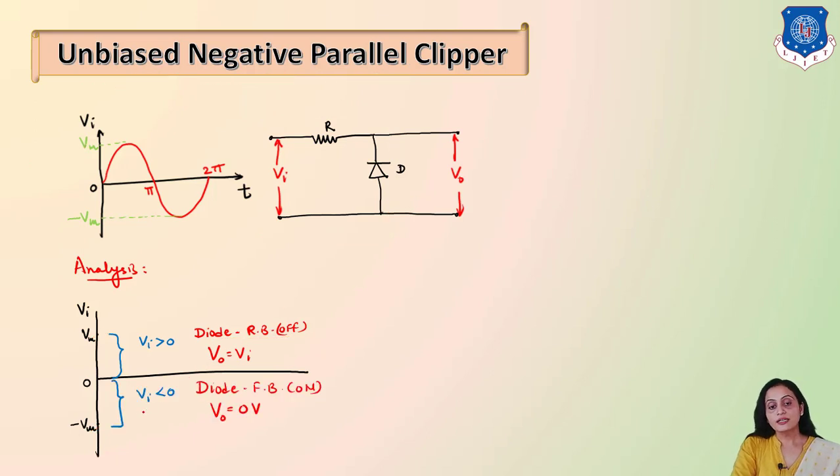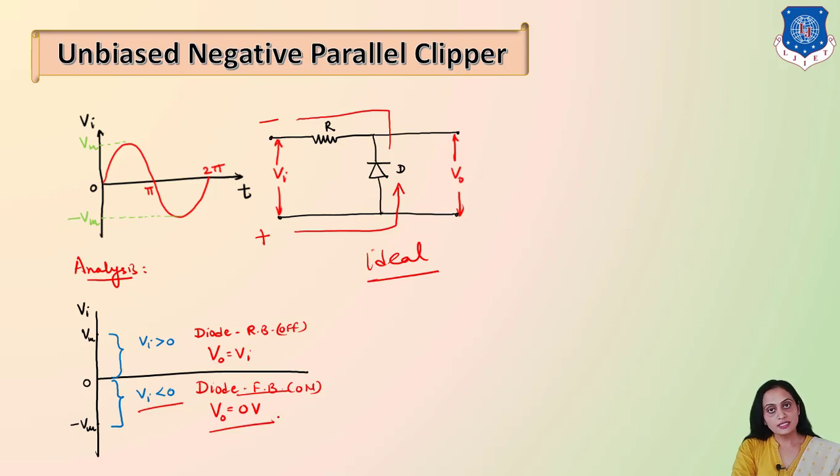During the negative half cycle, when input is less than 0, the polarity of input is like this, minus plus, and we will see that the anode of the diode is connected to plus and the cathode of the diode is connected to minus. Due to that, the diode is forward biased, and that is on. As we are considering the ideal diode, when it is on, the drop across it will be 0, and that is why the output voltage during this negative half cycle is 0 volt.